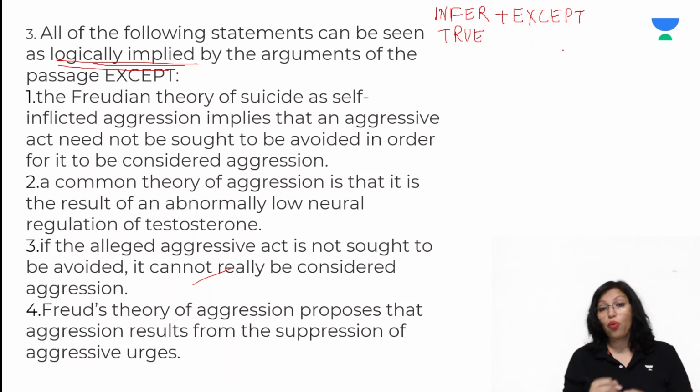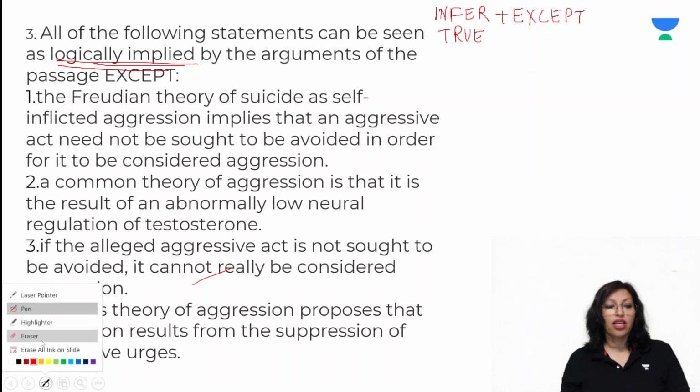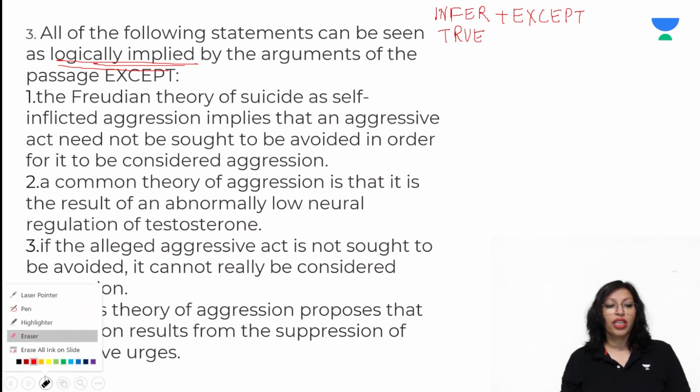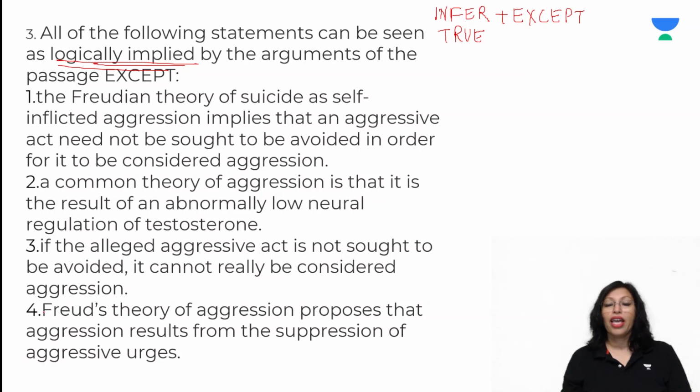So look for the ones that you can infer to be true, and then the one that is remaining will be the correct answer. So please be careful with this question. It's a trick question, I will say. Good question, but please be careful. Please find the ones that are to be inferred to be true, and then find the one that is not part of this. So let's take a look at our options.